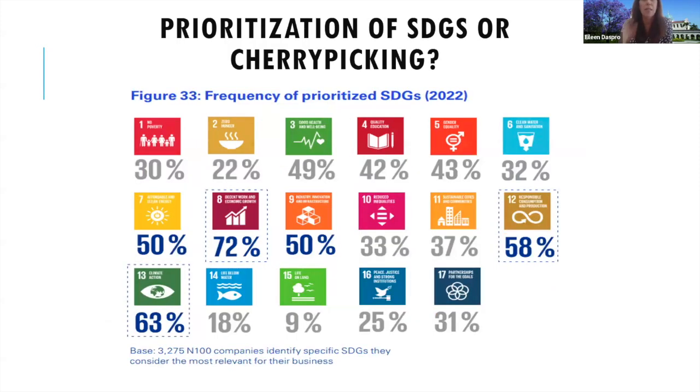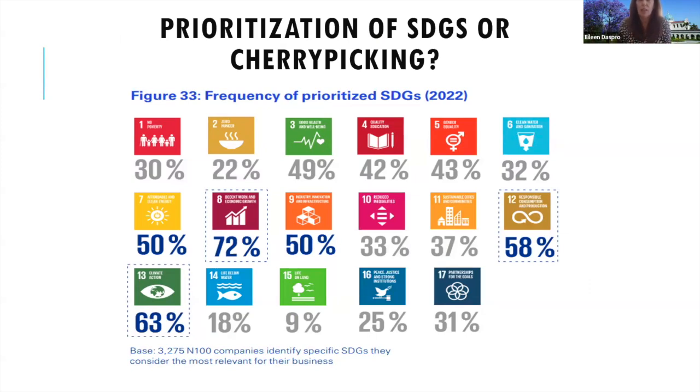So basically what we've learned, or most of the literature on this topic, talks about cherry picking. Firms are trying to prioritize. Usually you'll see companies focus on maybe 3, 4, 5. That seems to be the sweet spot. And you can see here, not all of the SDGs are being equally addressed. They all have targets for the same year of 2030.